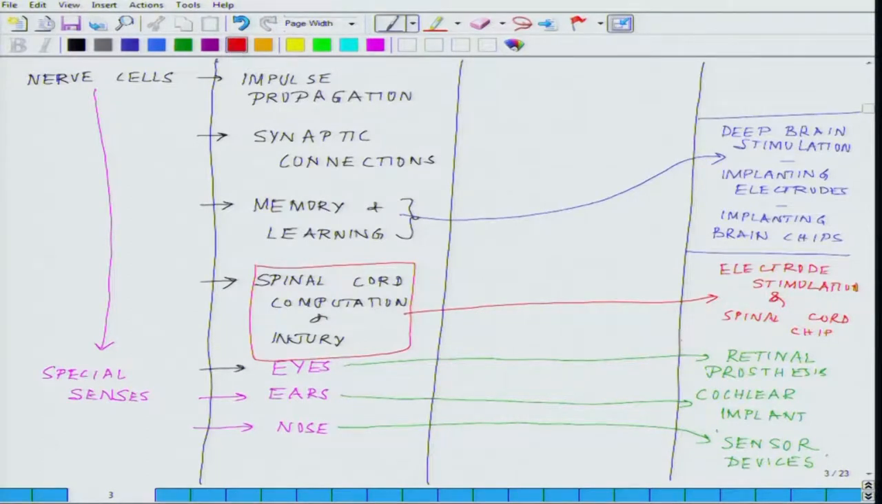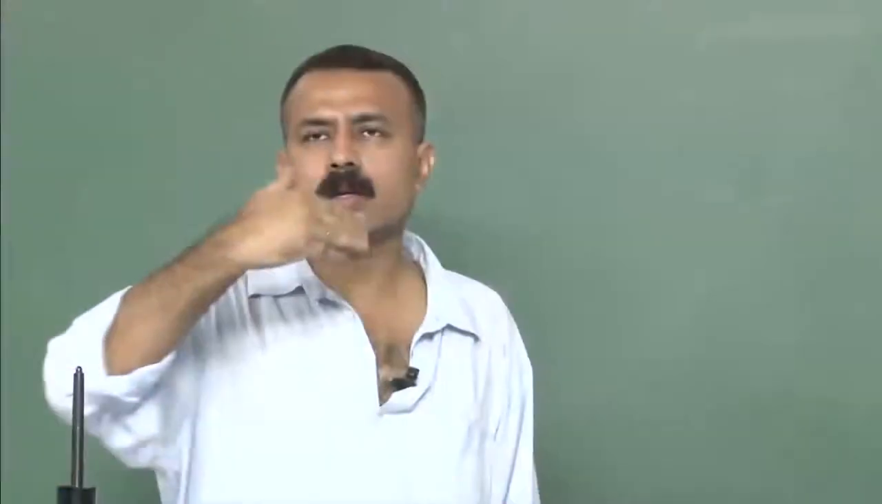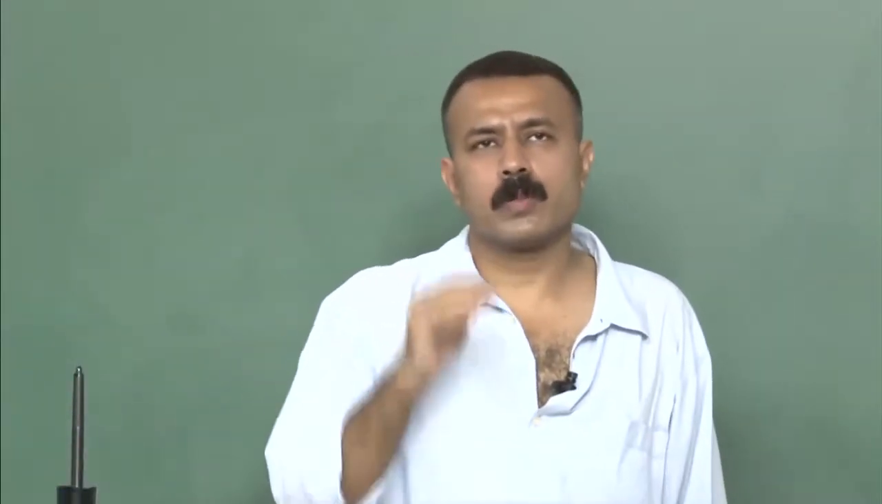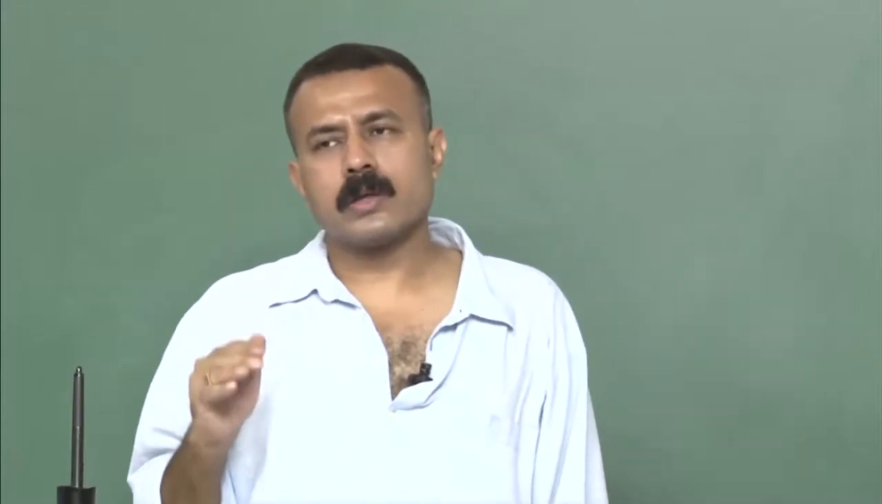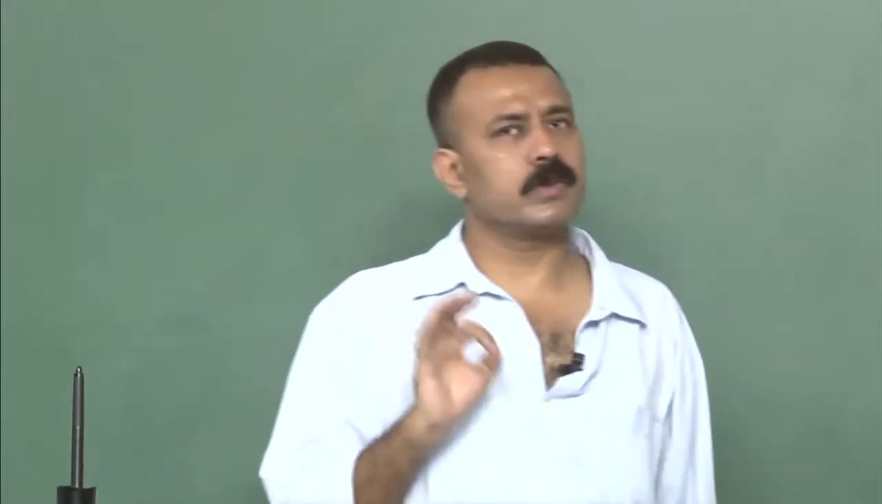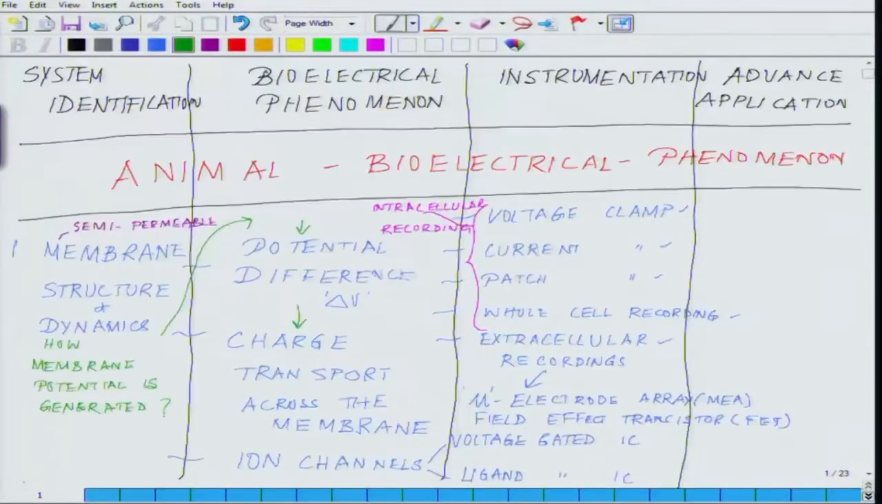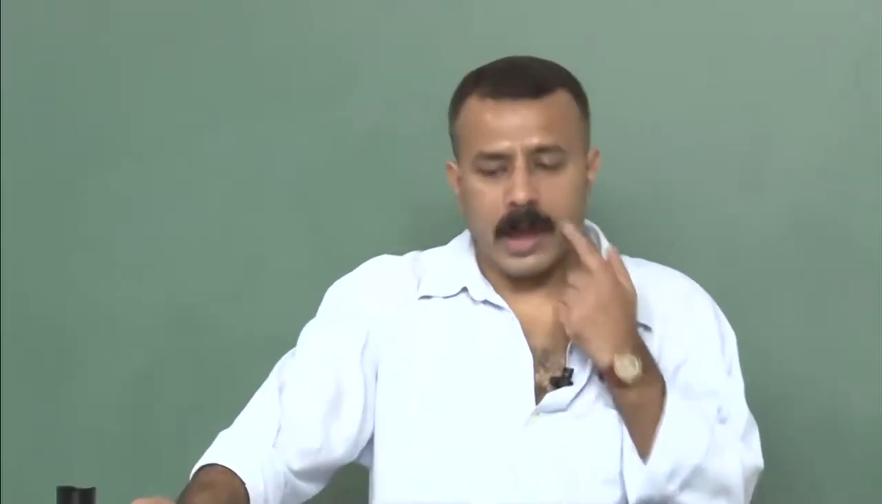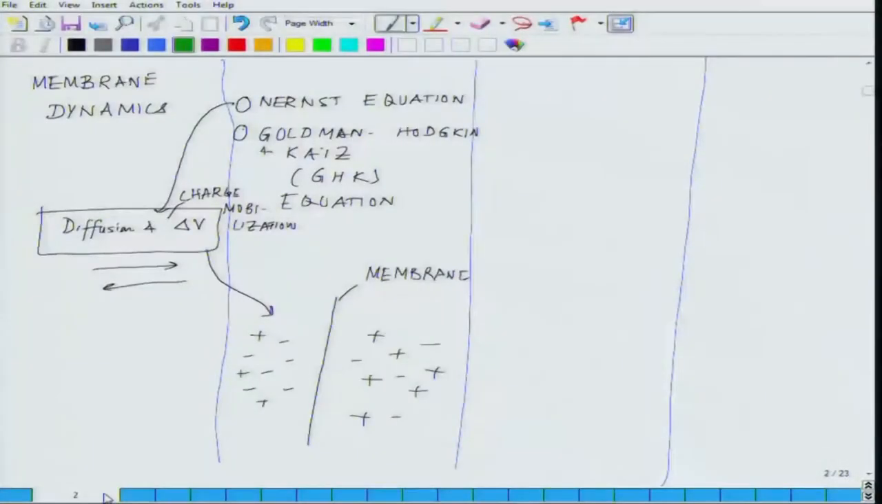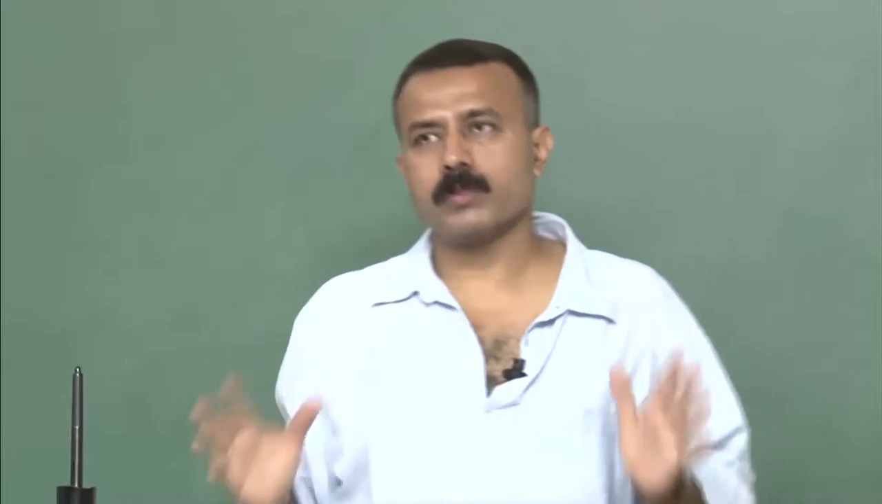So what essentially transpires out of all these things is that we have to understand the very basic fundamental ideas first, especially, if you go back to the previous slide, the membrane potential, the charge transport across the membrane, the dynamics of the ion channels, and how the Nernst equation, Goldman-Hodgkin-Katz equation and all other things are regulating the whole process.